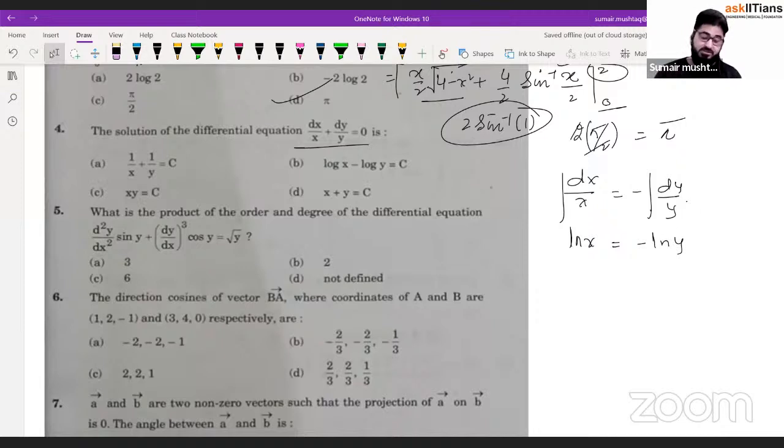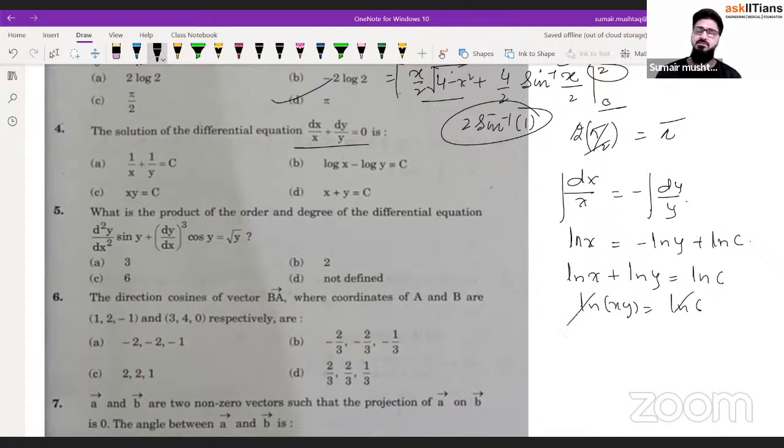As you have been taught, whenever the ln is on both sides, you can take the constant of integration as ln c. So on the left hand side, this is ln x plus ln y, which is equal to ln c. Ln xy is equal to ln c. The ln cancels, so xy is equal to c. Is this any option? Yes, option number C. Done.